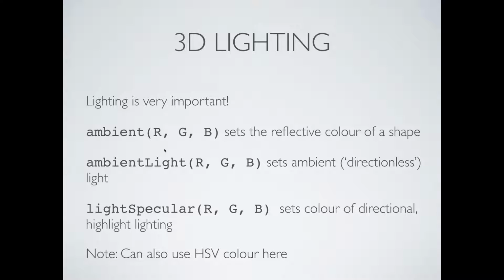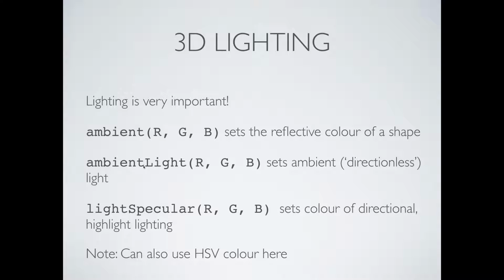Processing uses one approach to lighting. There are several others. And there are a few different methods that you use to mess around with the lighting. There is the ambient method that lets you set the color of a shape. So this is whether you want your cube to be yellow or orange. That sets the color of that actual shape, yellow, orange, purple, green, whatever.